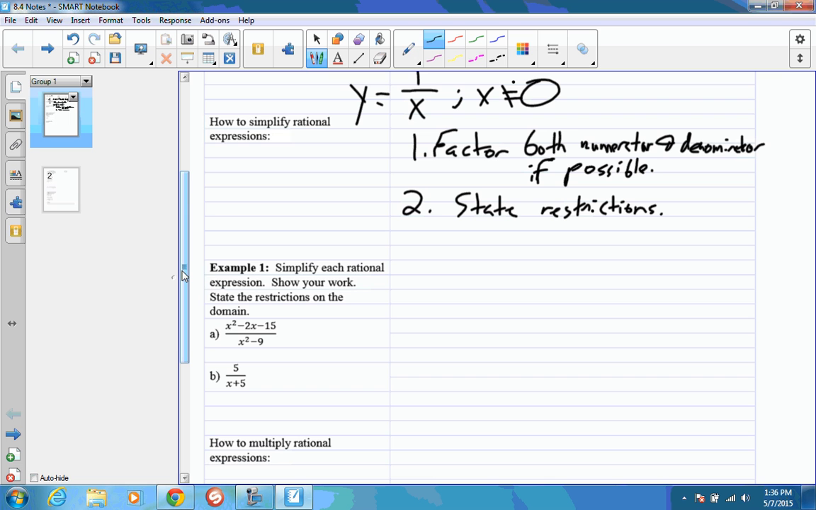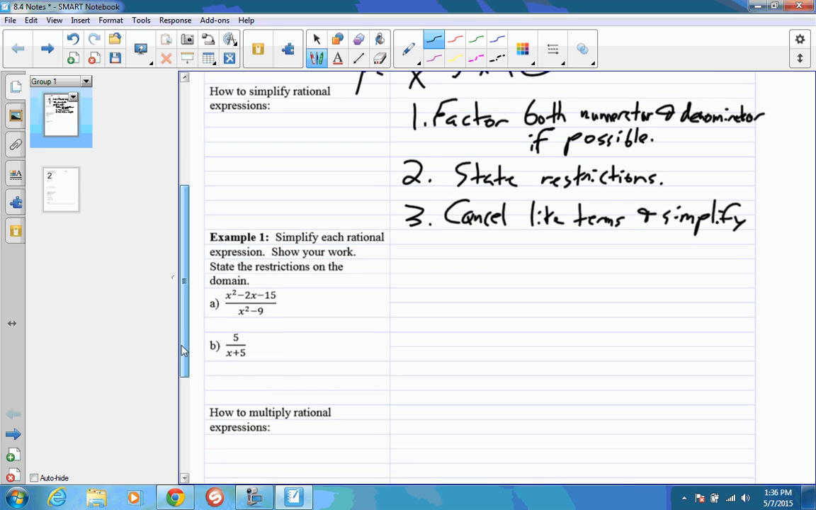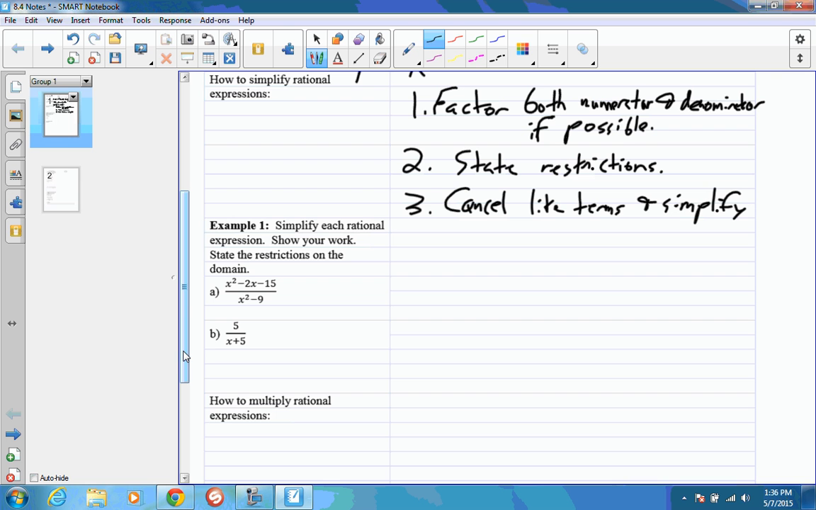I also want to factor for step 3, because I want to simplify by canceling like terms. And if I can't just cancel, I want to simplify too. Those 3 steps every time. You might skip step 1 because it might already be factored. So simplify each rational expression, show your work, state the restrictions on the domain. So what is step 1?